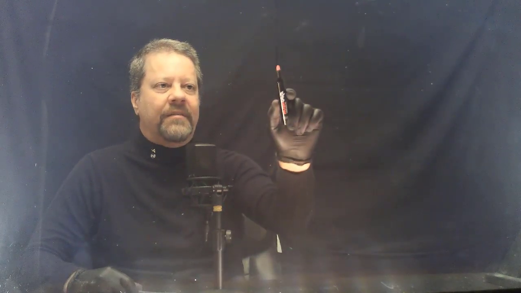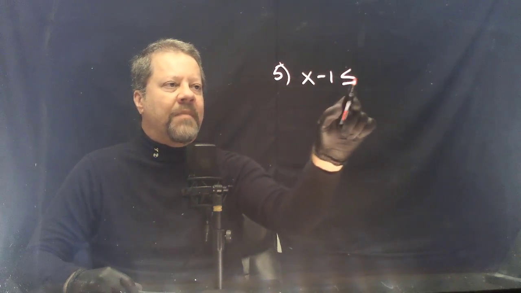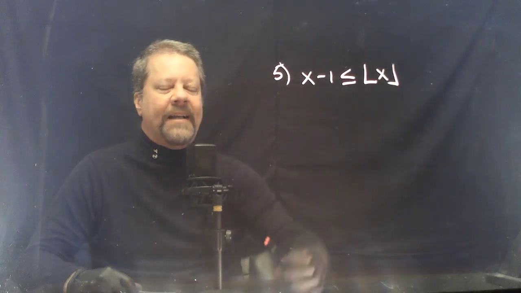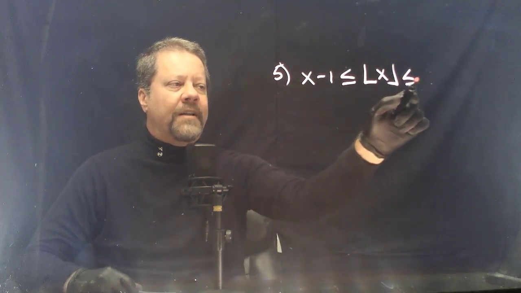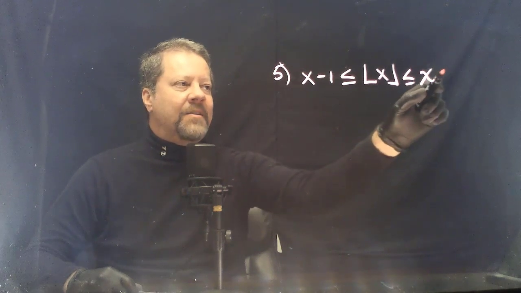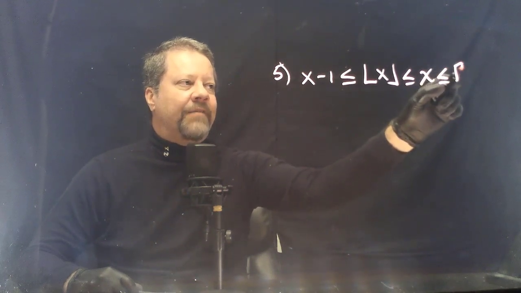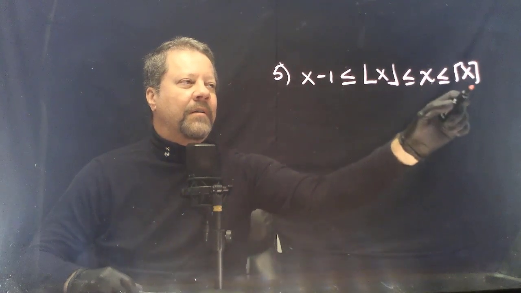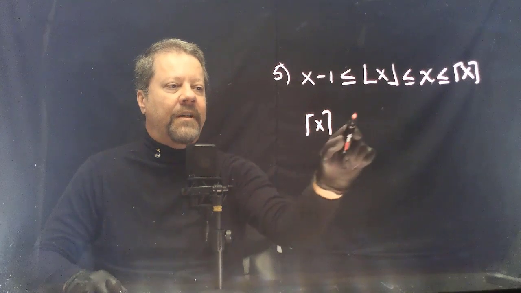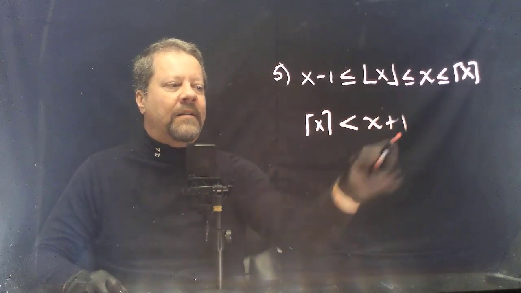In addition, there are some other properties of the floor function. X minus 1 is always less than or equal to the floor function of x. And the floor function is less than or equal to x. But x is less than or equal to the ceiling function. And finally, the ceiling function is strictly less than x plus 1.